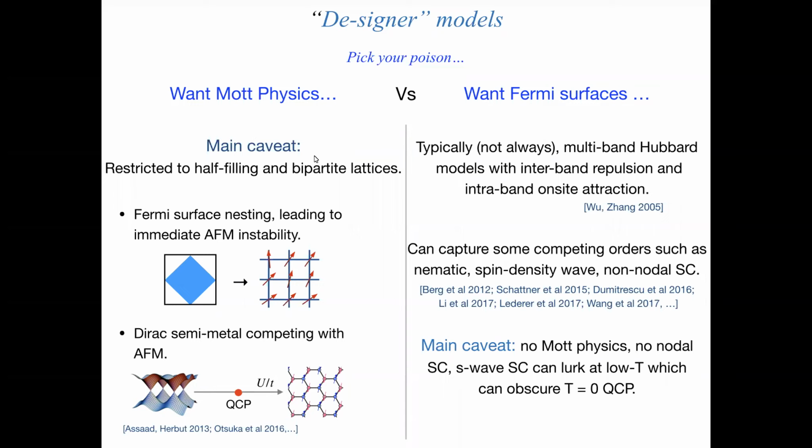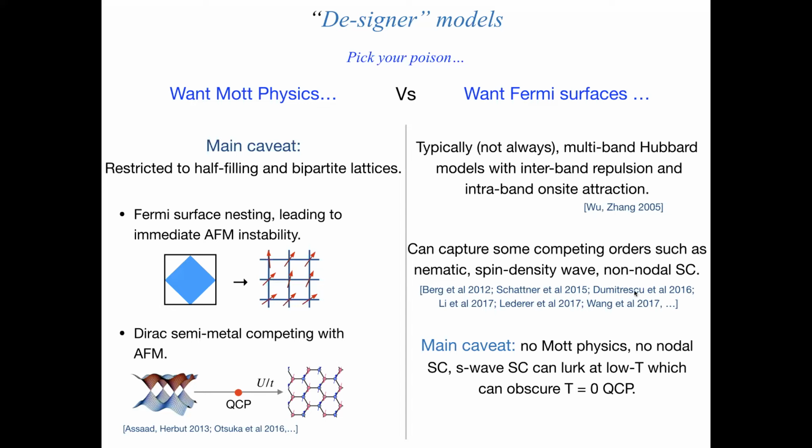As you see from here, let's say you want a Fermi surface, then what do you do? Then you have to give up on Mott physics. So these models are often formulated as multi-band Hubbard models with perhaps interband repulsion, but on-site attraction. So you can write down such models where there is a Fermi surface, and can capture a lot of competing orders, for example, nematic, spin density wave, and nodal superconductor. So that's kind of crucial.